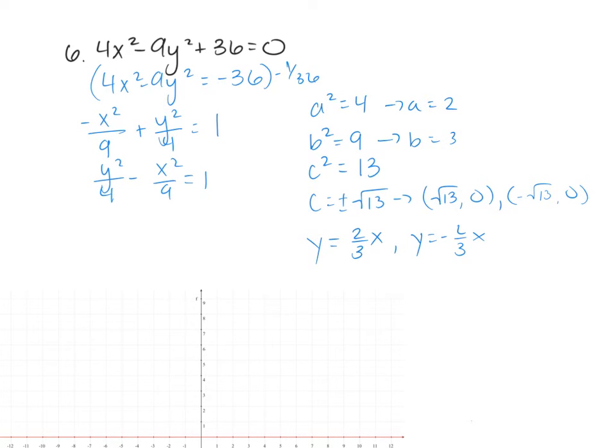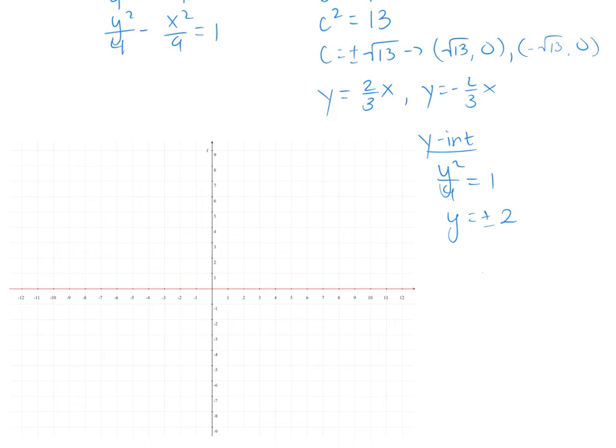And then the last thing to do is to realize since the y squared term is the positive term, that means that I'm going to have y-intercepts but not x-intercepts. So this is going to be y squared over 4 is equal to 1, y is equal to plus or minus 2. And I'm going to plot that. So 2, negative 2. Okay, and then we've got our asymptotes at y equals 2/3 x and y equals negative 2/3 x. So that's going to be rise 2 over 3.